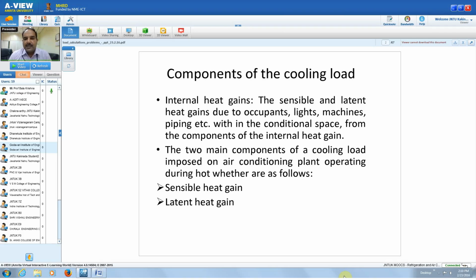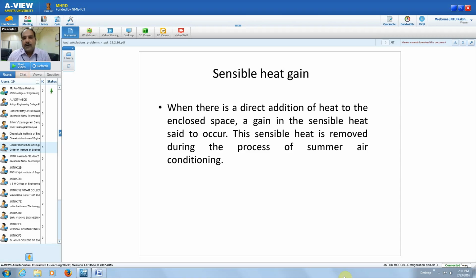The two main components of the cooling load imposed on an air conditioning plant operating during hot weather are as follows: one is the sensible heat gain and the second one is the latent heat gain. Coming to sensible heat gain, when there is a direct addition of heat to the enclosed space, a gain in sensible heat is said to occur. The sensible heat is removed during the process of summer air conditioning.